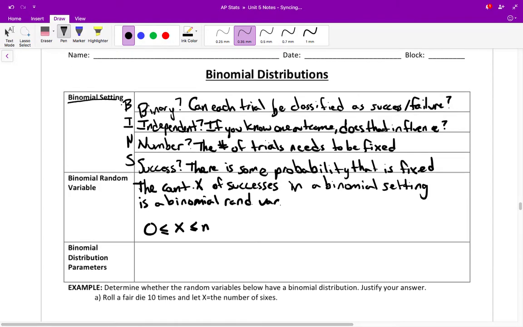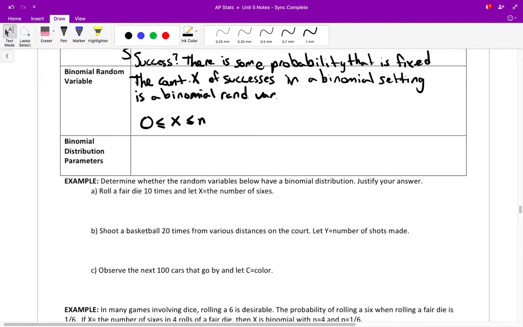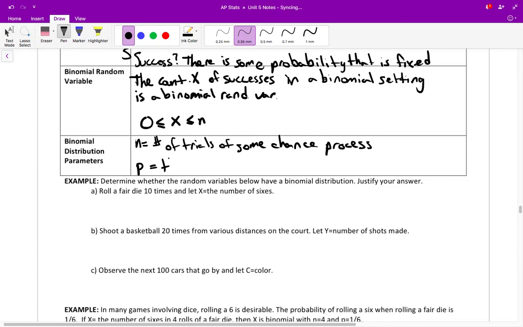Okay, so now let's talk about some binomial distribution parameters, some of the different numbers we're going to be working with here. One of them that we just mentioned was n. N is the number of trials of some chance process. Another thing we're going to talk about is P. P is just the probability of success on any one trial.